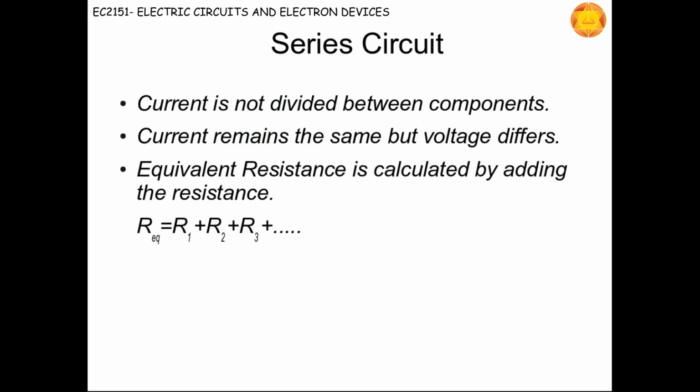Series circuits. The components in a circuit are considered to be in series if the current is not divided between the components. So the property of a series circuit is that the current remains constant but the voltage differs. We will be seeing these proofs in a pictorial, and doing some calculations. The equivalent resistance is calculated by adding the resistances.